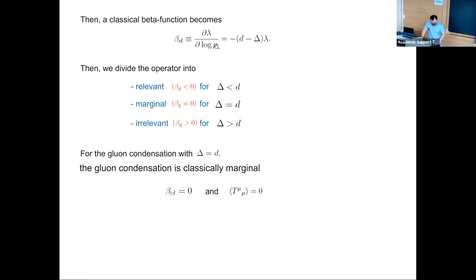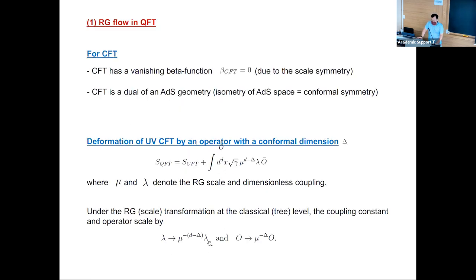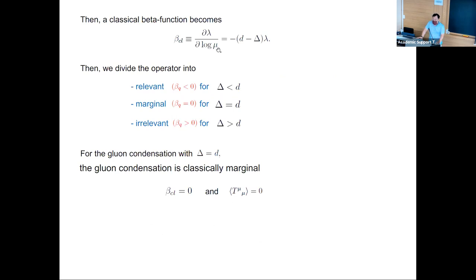So applying this scaling behavior to the beta function, we obtain this relation. So this is the scaling of the coupling constant. So using this one, we can classify the deformation operator into three parts.